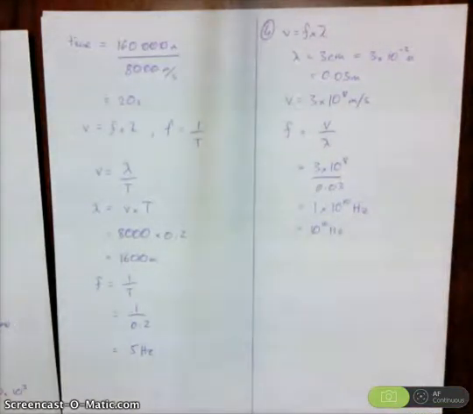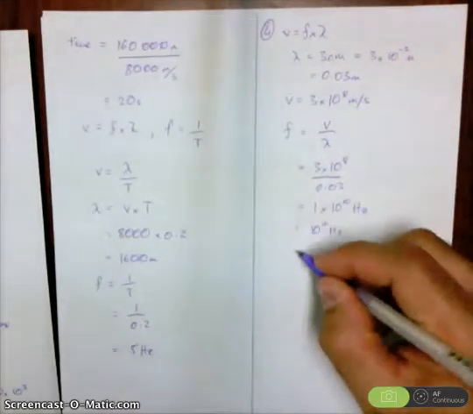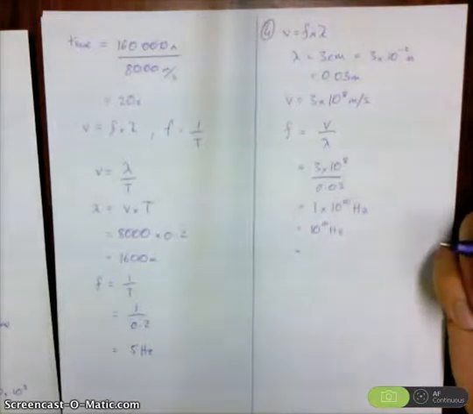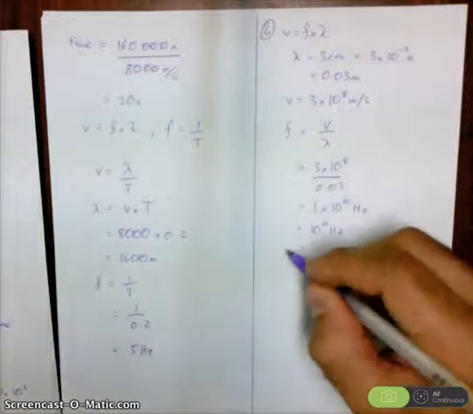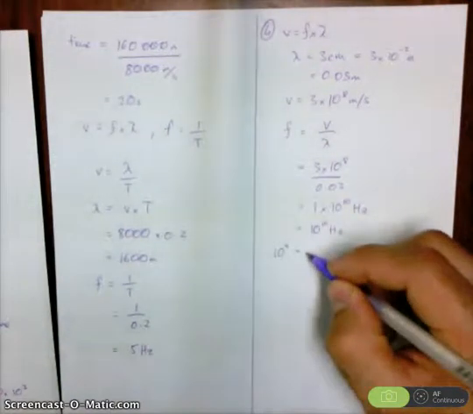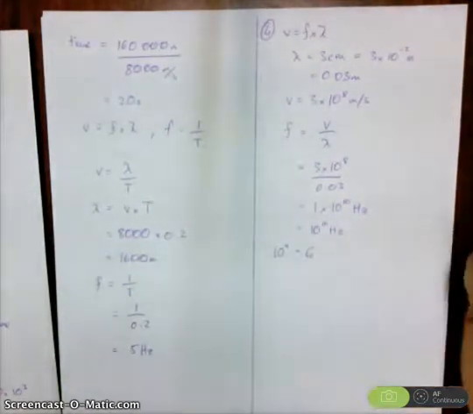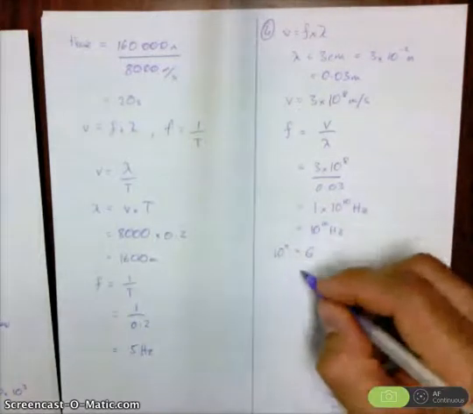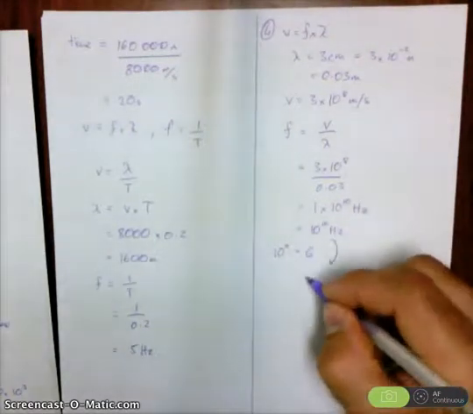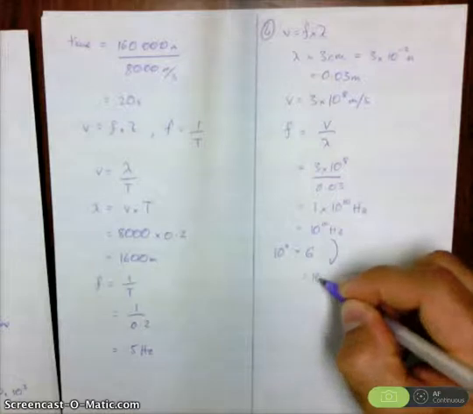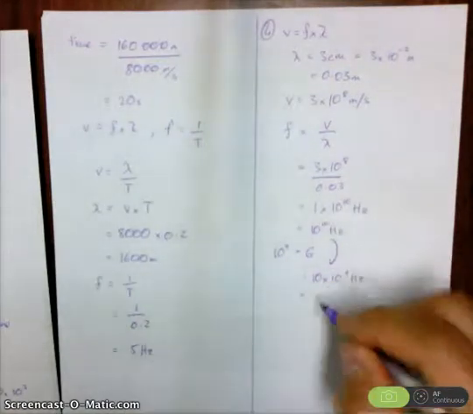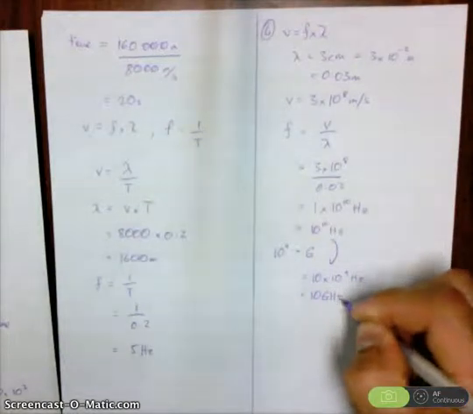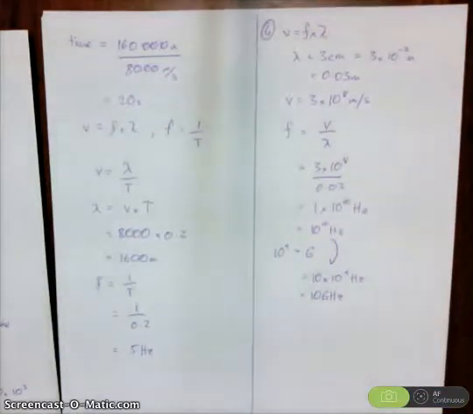Okay? What I can do is then I can write, for example, because 10 to the power of 9 is equal to giga, I can write that this is equal to 10 times 10 to the 9 hertz, which is equal to 10 gigahertz. Okay, and then I'm using that notation that I should be using.